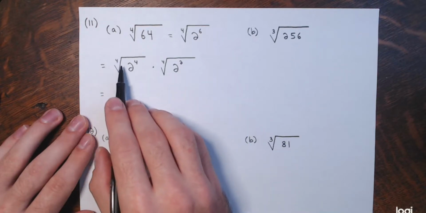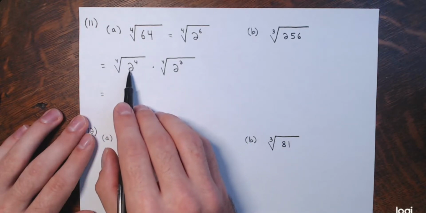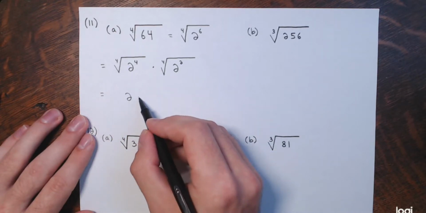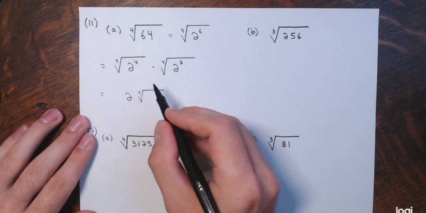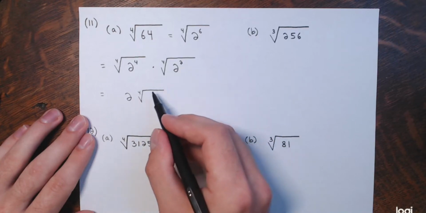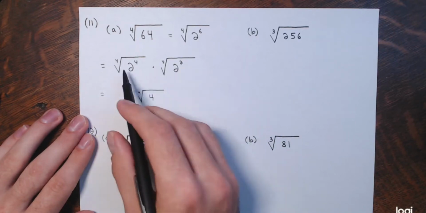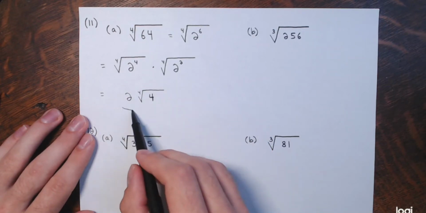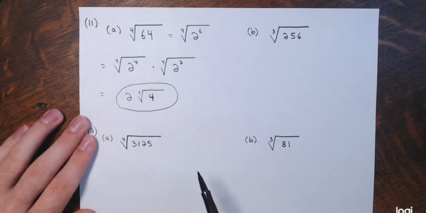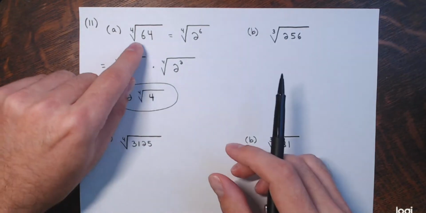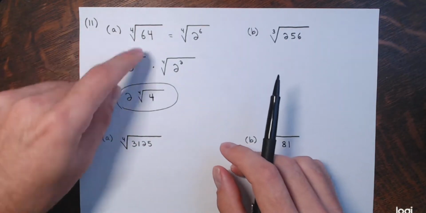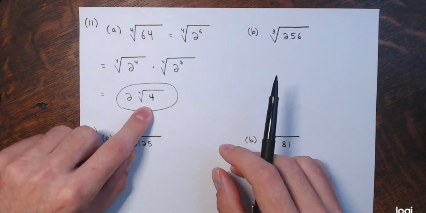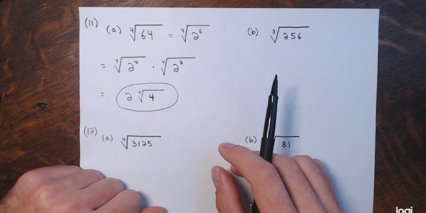The fourth root of 2 to the 4th would just be the absolute value of 2, or just 2, times the fourth root of, now 2 squared we can simplify to 4. Once you've split them up, you can write what the numbers are after. And again, I leave it to you to test this in a calculator. Take the fourth root of 64, and then punch in 2 times the fourth root of 4, and see that you get the same result, and you should.